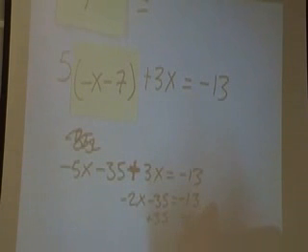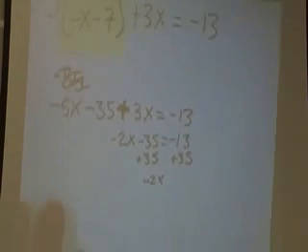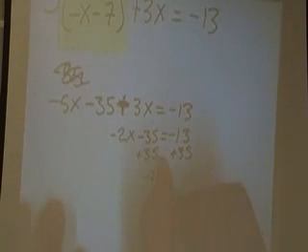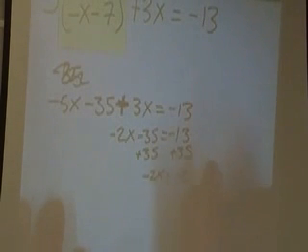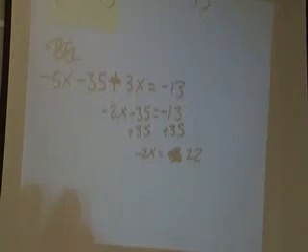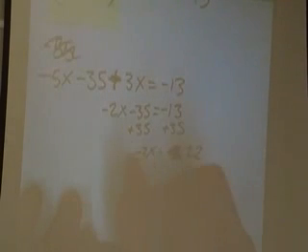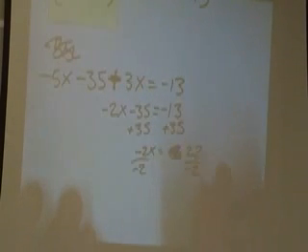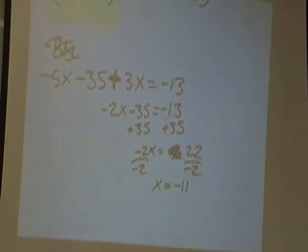Add 35 to both sides. Negative 2x equals negative 22, or rather positive 22. Then I divide by negative 2. That means that x is equal to the opposite of 11. Great! I know what x is.